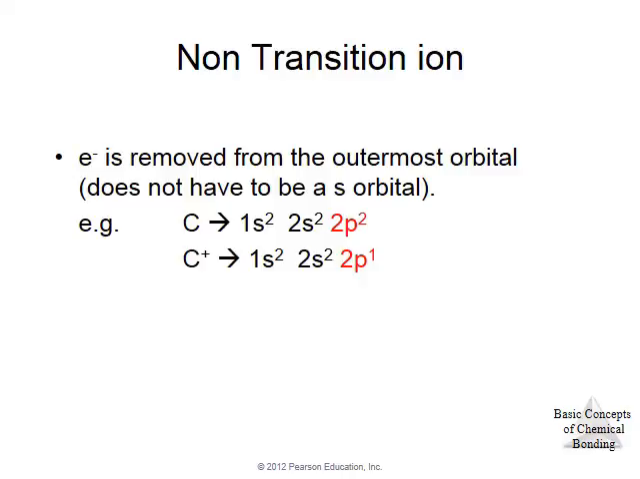Non-transition ion, for example, here I have written down carbon 1s2 2s2 2p2. When I get carbon plus, meaning plus 1, you remove 1 electron, and that electron would go from the outermost 2p subshell, for which we get 2p1. So this is distinctly different from transition metal ion configuration.